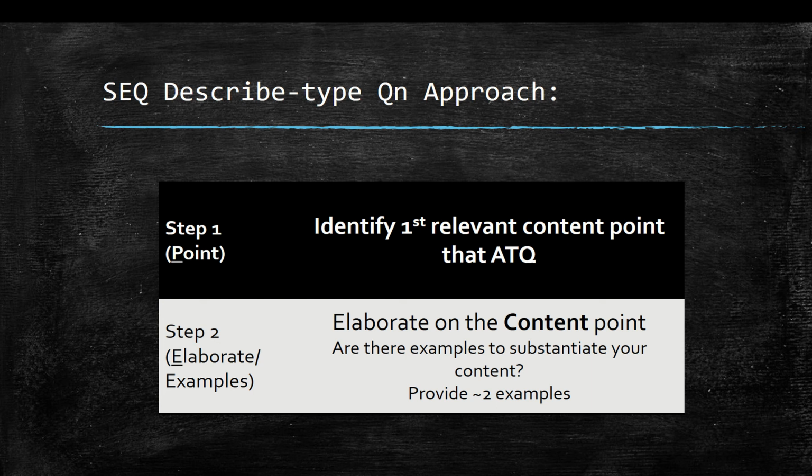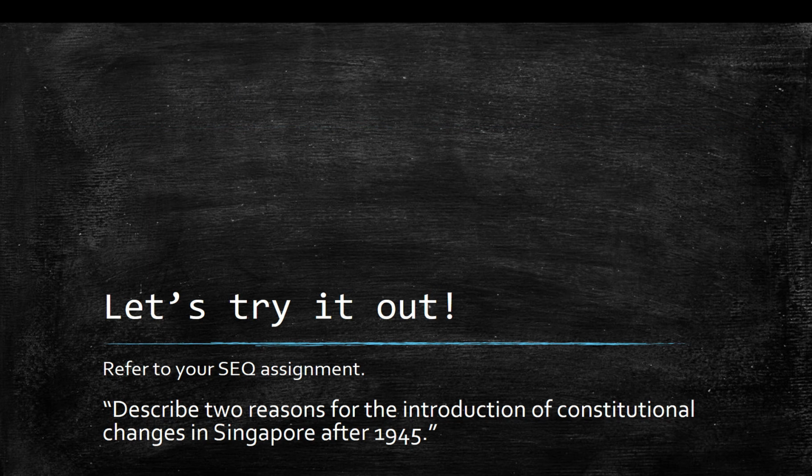A good guide to how many examples you should be giving, okay, a good gauge would be about 2 examples. Now all this is very theoretical and you may not be able to actually understand. So what we're going to do next, we are going to put it into practice. So let's try this out.